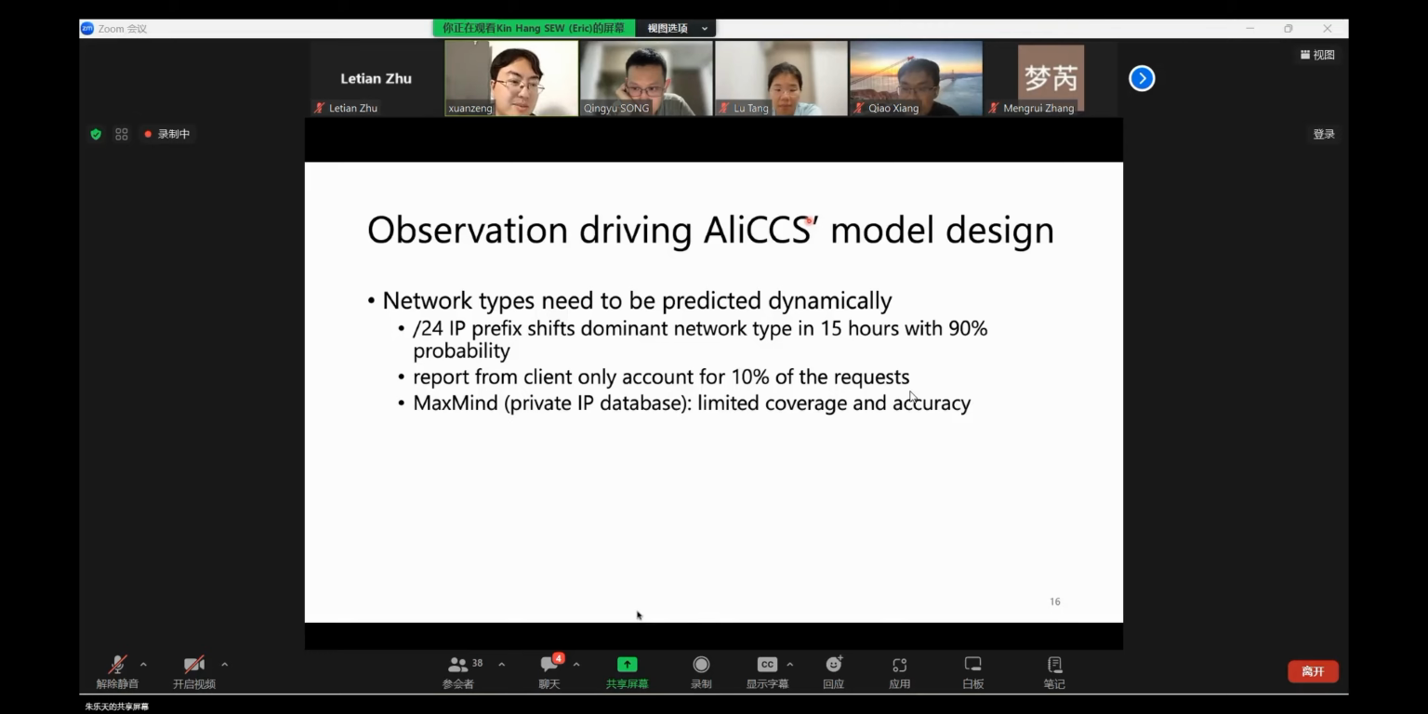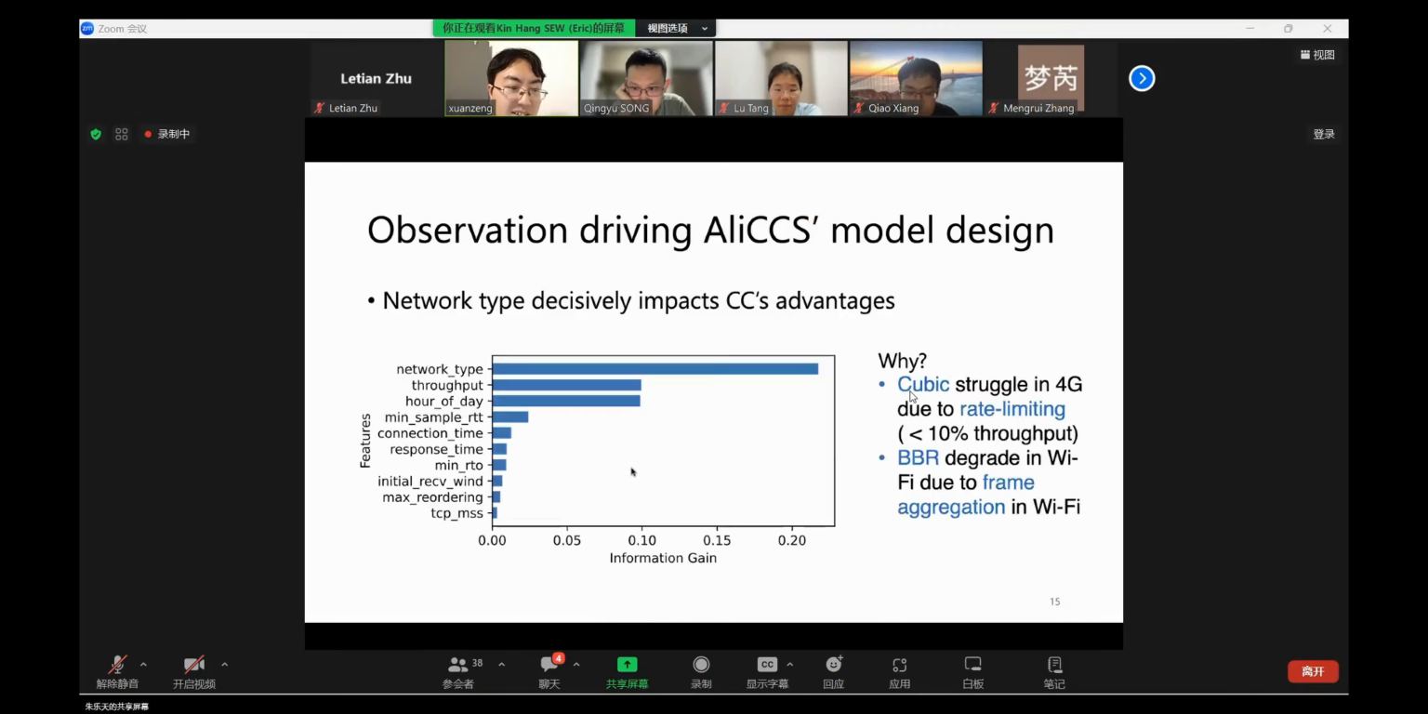Yeah, I think this is a very good question. In the early phase we also tried this approach. Basically, if we have enough data for labeling the winner of the CCAs, for example, as the audience suggested, for each request we have a label for which CC algorithm is better, and we get the TCP statistics like the packet loss and bandwidth fluctuations.